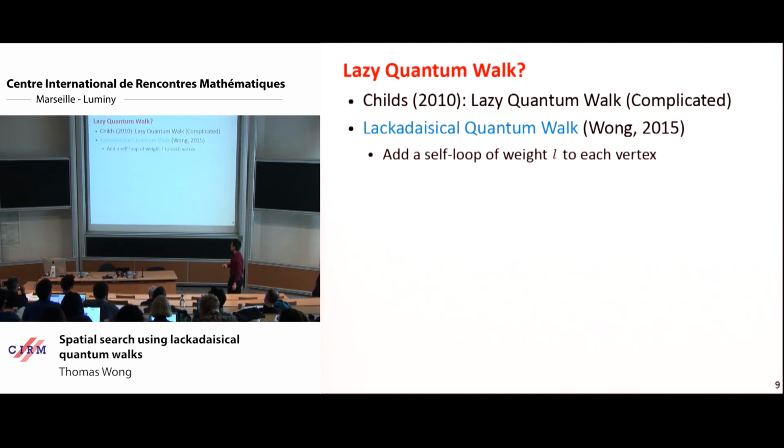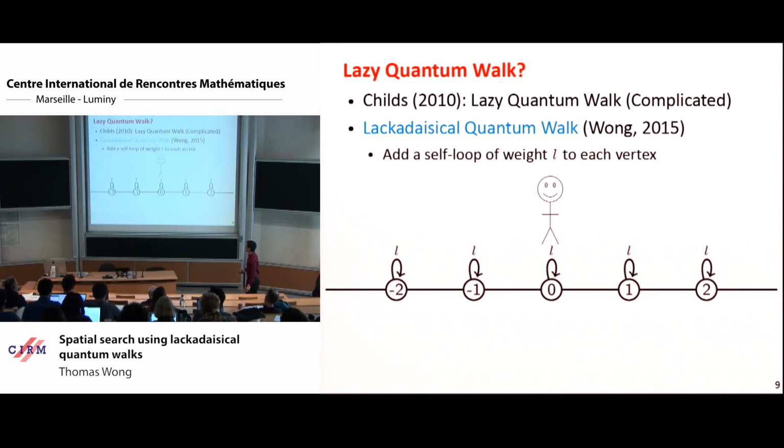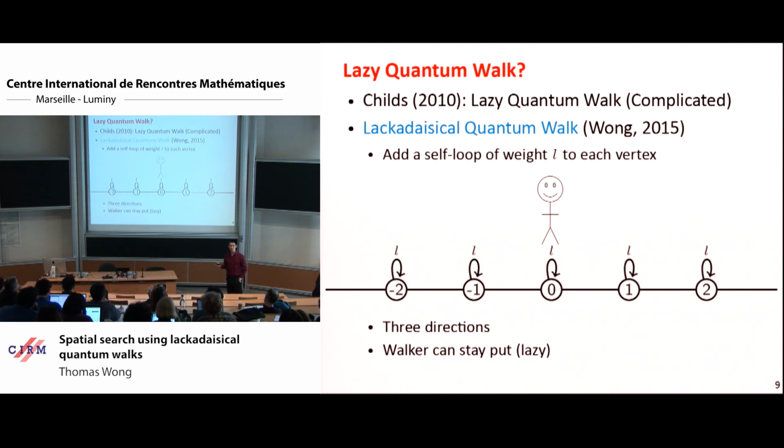All you do is you add a self loop at every vertex. So on the one-dimensional line, it would look like this. So you have three directions now. So if you're at the origin, you can point left, or you can point right, or you can point to yourself so that you stay put. And so then if you walk, you can walk left, you can walk right, or you can walk in place and not move at all. And these are weighted edges, so that way you can adjust how lazy the walker is. So if L is bigger, then it's gonna be more lazy, you're gonna preferentially stay put, and if it's smaller, you're less lazy.